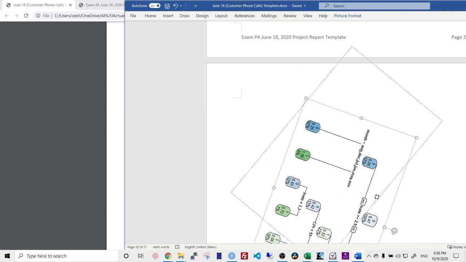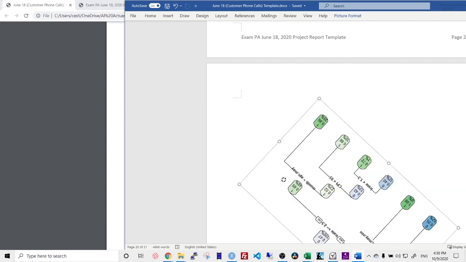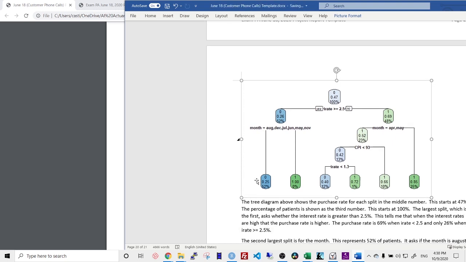If we flipped our tree upside down, the leaves would be at the top. And so on this tree, you can read the purchase rate as this middle number. It starts out at 0.47, and then the percentage of patients is this second number. So the 2 leaves which have the highest percentage of patients are this leaf on the far left, which has 52% of all of the patients, and then this leaf has 0%, this leaf has 12%, and the leaf on the far right has 25%.